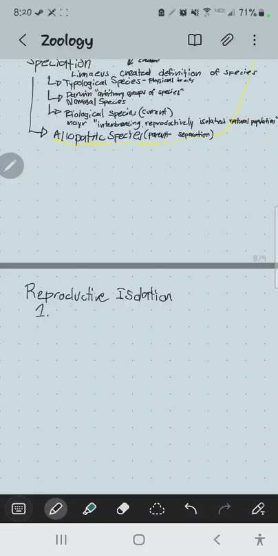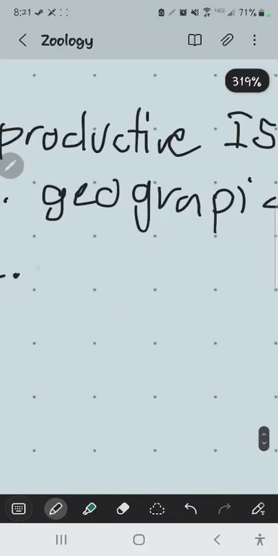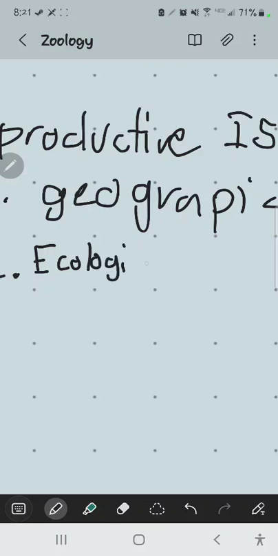Okay, so after geographic isolation occurs, so geographic is the first level, I think you can imagine how that would happen. Geographic isolation. Let's go ahead and look at our next levels of isolation. Ecological.